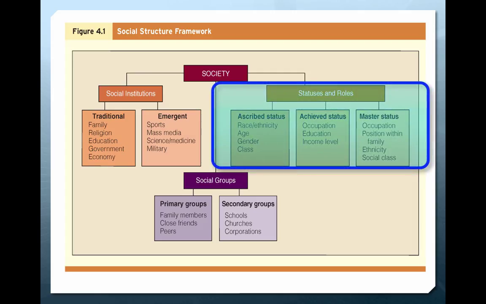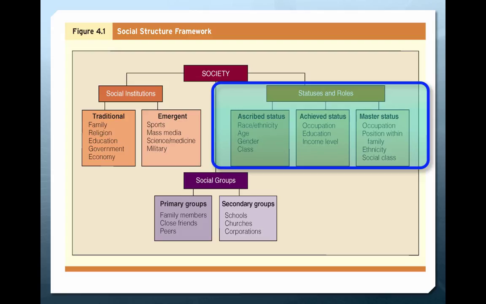Now, status is a socially defined position in a group or a society that's characterized by certain expectations, rights, or duties. Statuses exist independently of the specific people occupying them. So if you are assuming the role of teacher, it has a status in society, a rank, if you will, a placement. You might place a doctor ahead of a teacher. And so that's the status that it holds.